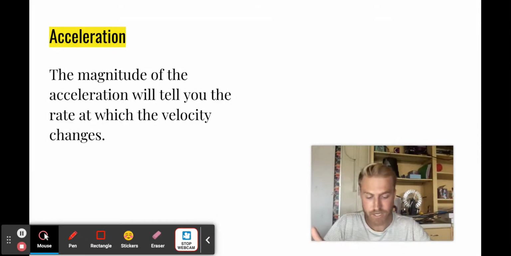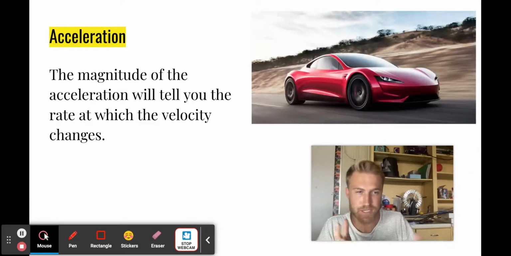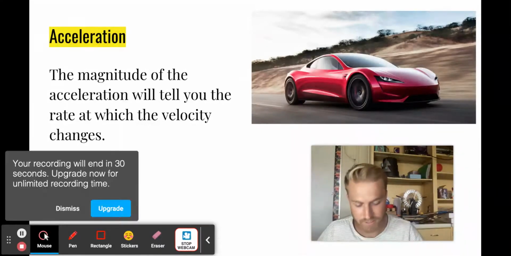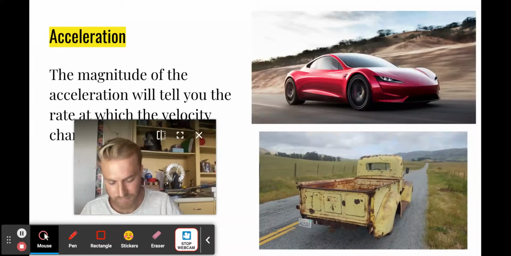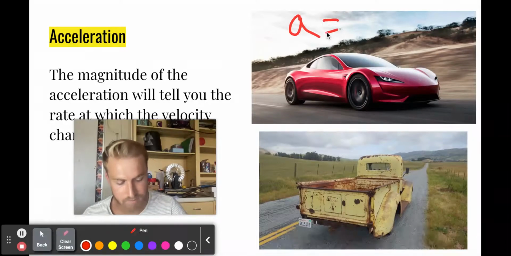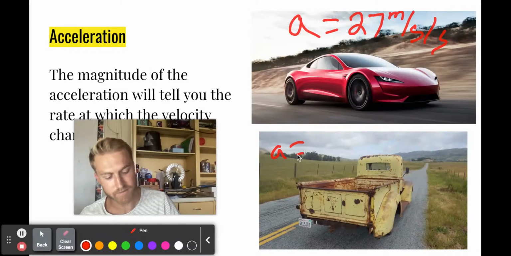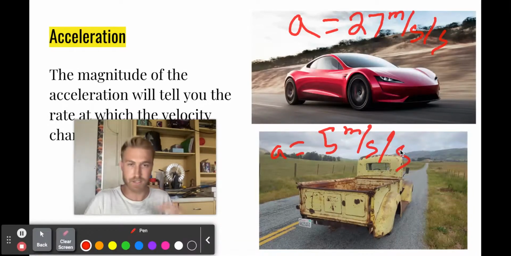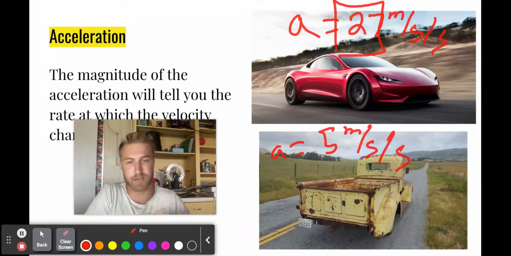The magnitude of the acceleration will tell you the rate at which the velocity changes. So acceleration is actually like an amount. So take a Tesla. They have a really fast acceleration, certainly faster than like an old truck. The acceleration of a Tesla might be 27 meters per second, but the truck might have a much slower acceleration, maybe 5 meters per second each second. So the size of that number will tell you how much it speeds up or slows down.